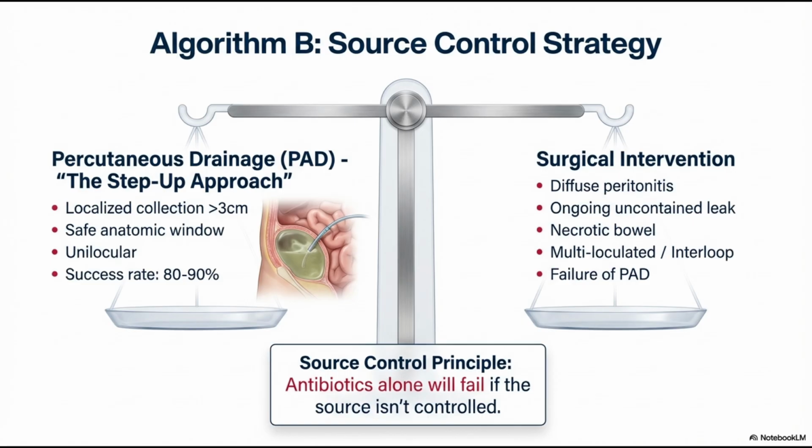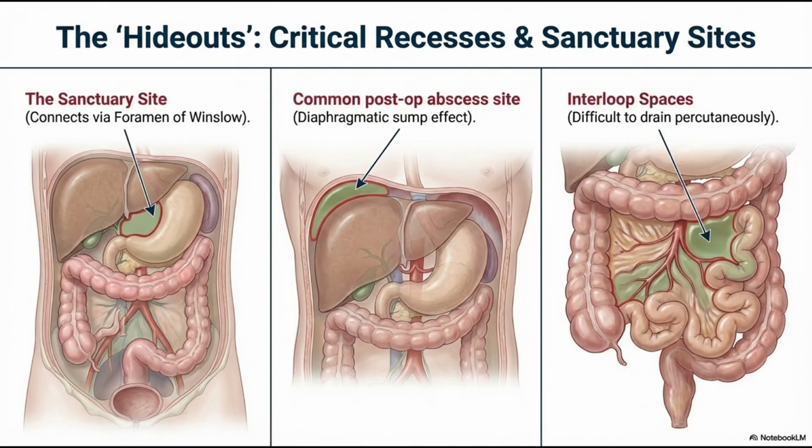And the big one, interloop abscesses. Explain those. That sounds tricky. Remember the fibrin we talked about? Inflammation creates this fibrin glue. It traps pus between loops of small bowel in a honeycomb pattern. A honeycomb. Yes. And you cannot drain a honeycomb with a straw. You might drain one cell, but the other 50 are still full of pus. You need to go in surgically and break up those adhesions.